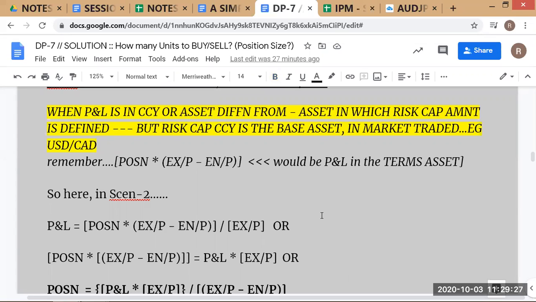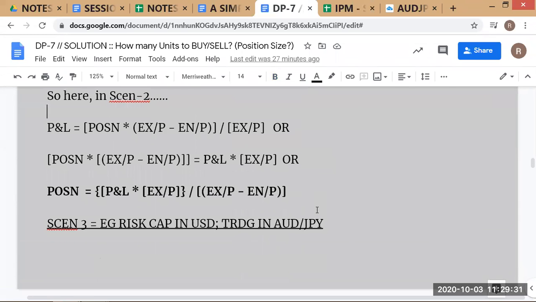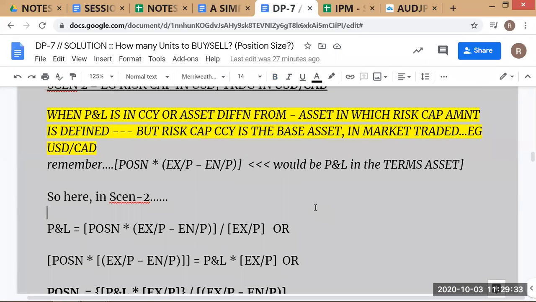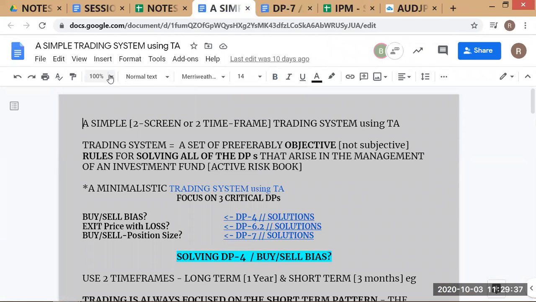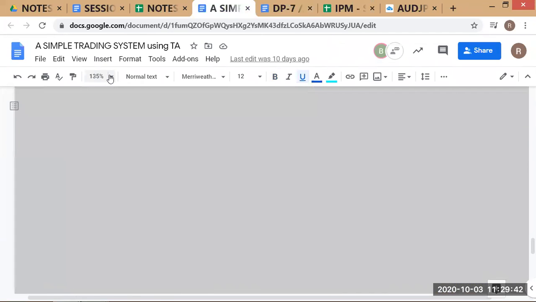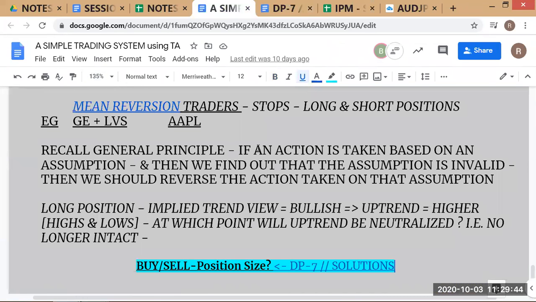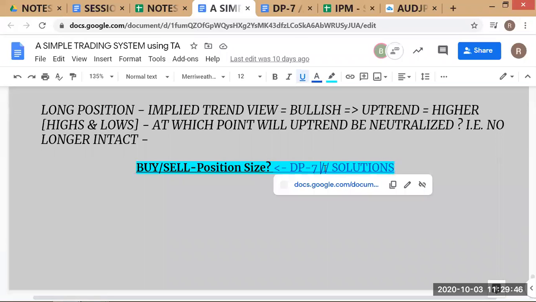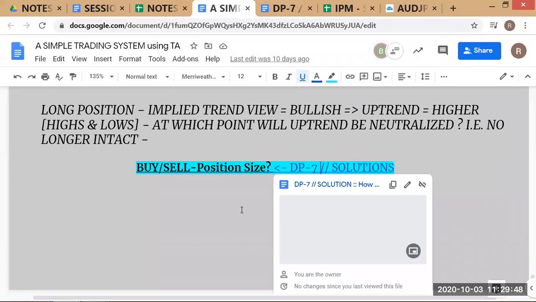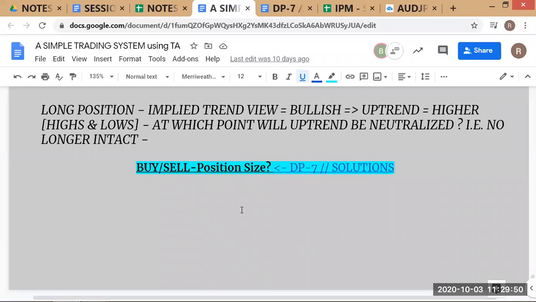Okay, so that completes our decision of position sizing. We have already had a discussion on DP7. Ideally we would be pasting all this into the simple trading system. We can do that as well, but I have not done it. What I can generally do is take the whole text from this DP7, which we were looking at, and paste it and repeat it here.